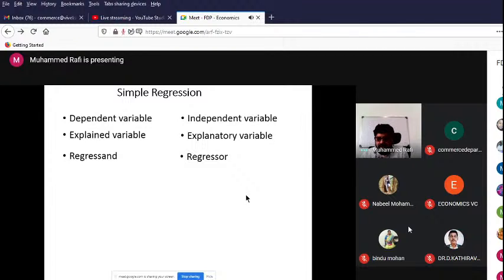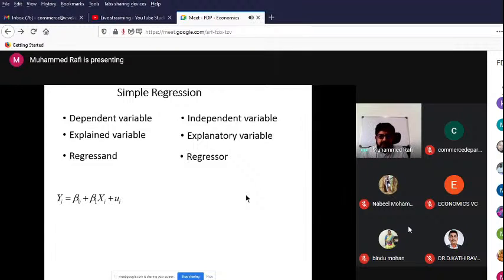Suppose we have two variables, where y is the dependent variable and x is the independent variable. Then econometrically you write it as y_i = beta_0 + beta_1 x_i + u_i. This is the econometric specification of the relationship between the dependent variable y and the independent variable x.